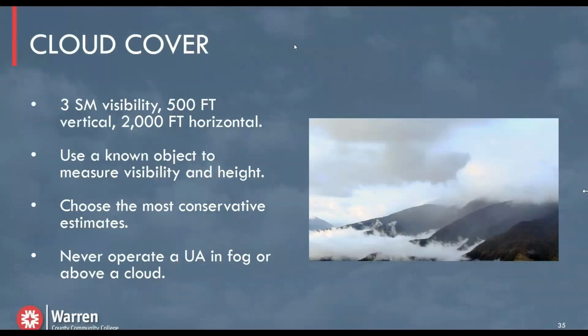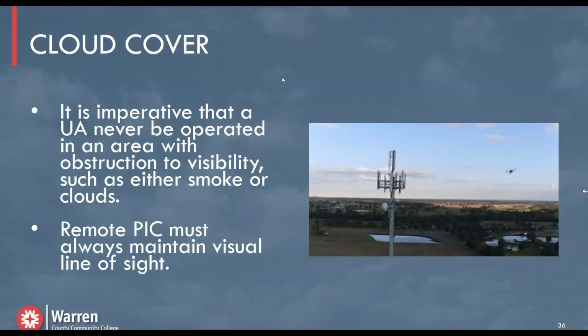So we'll go back to our cloud cover. In cloud cover, it is imperative, meaning it is so important, that the unmanned aircraft never be operated in an area with an obstruction to visibility, such as either smoke or clouds. You must be able to maintain visual line of sight. Remember, VLOS, visual line of sight. That is regulation, law. You must always be able to see it.